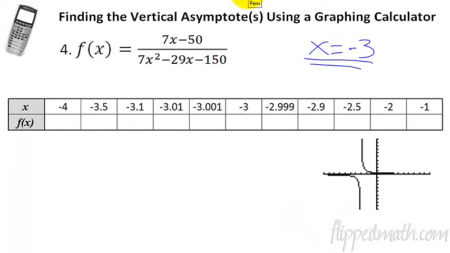There's a few ways of plugging in the numbers. One is we could just take this negative 4, negative 3.5, negative 3.1, and plug it into all these x values, use a calculator and figure out what the number is, and then fill out our chart. That's probably the way that's most familiar, but it is the slower way.